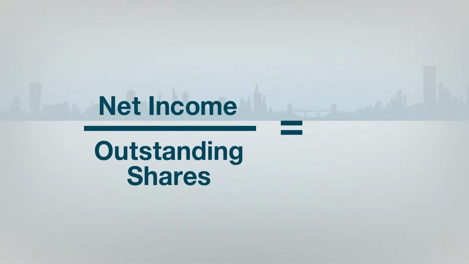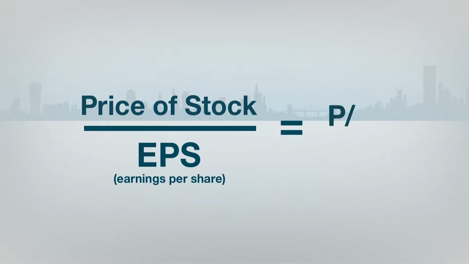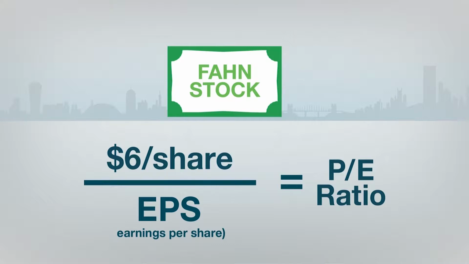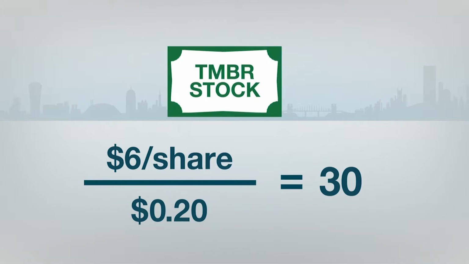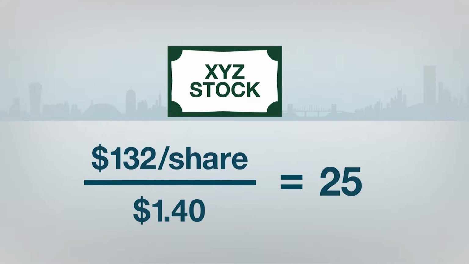This number is called earnings per share, or EPS. Next, divide the price of the stock by the EPS to get the PE ratio. The first company is trading at $6 and has an EPS of 20 cents, resulting in a PE of 30. The second company is trading at $35 a share and has an EPS of $1.40 for a PE of 25. The final company is trading at $132 per share and has an EPS of $3.90 for a PE of 34.